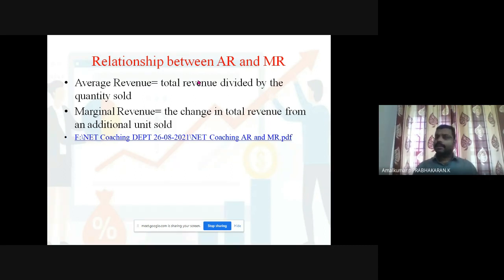Then another concept is marginal revenue. The change in the total revenue from an additional unit sold is called the marginal revenue. So average revenue means the total revenue divided by the total quantity sold, and in case of marginal revenue, any change in the total revenue from an additional unit sold gives the marginal revenue. For more information, I move on to a PDF file.